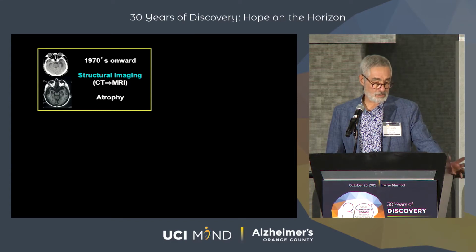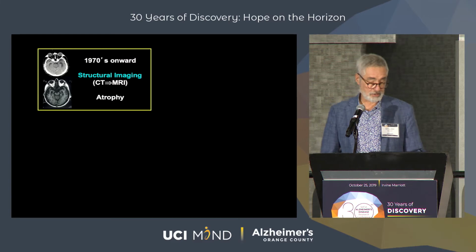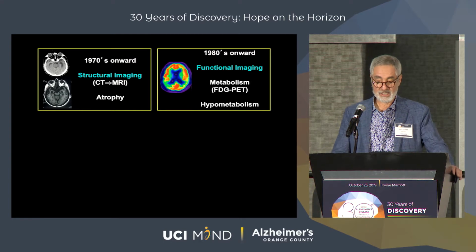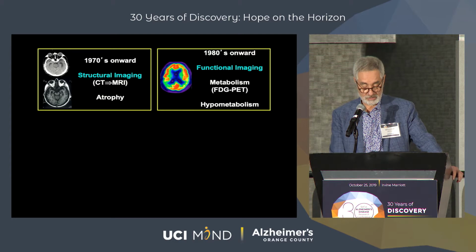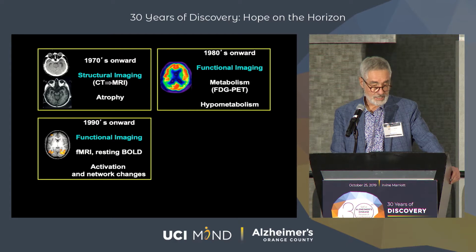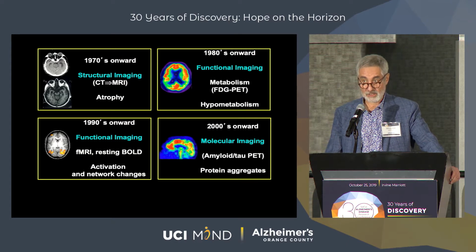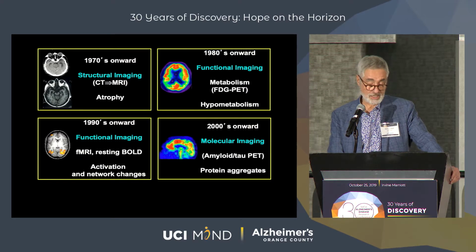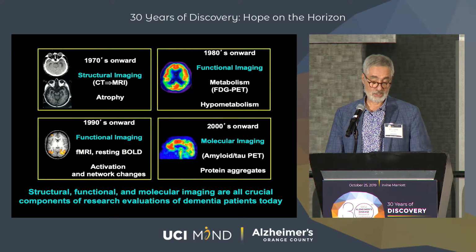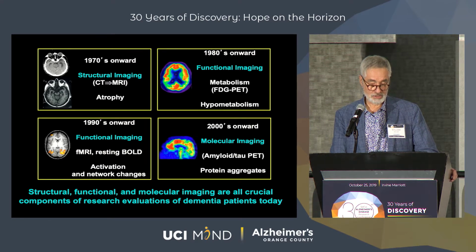So I think the earliest kinds of imaging that we could get on people were structural brain scans, first CT scans, then MRI scans. And then beginning in the 1980s, we began to do glucose metabolism imaging with FDG, or fluorodeoxyglucose PET. From the 1990s on, we started with functional imaging using MRI, functional MRI, and so forth. And then from about the 2000s, we really started what I would say is the modern era of molecular imaging, looking at amyloid and tau in PET scans and looking at these protein aggregates. And all of these techniques, interestingly, are still really important in research evaluations of dementia patients. So most of what I'm going to talk to you about today is how these are used in research, and how they're driving the field towards therapeutics.